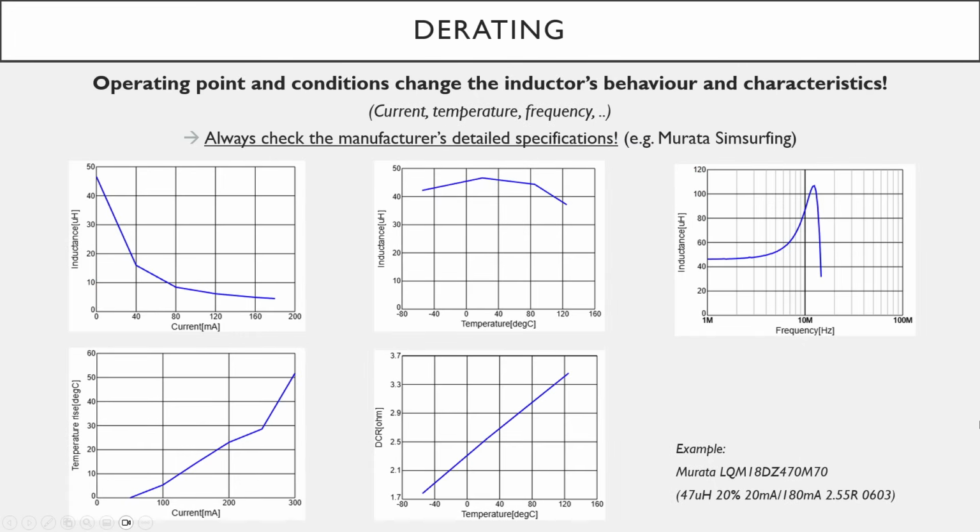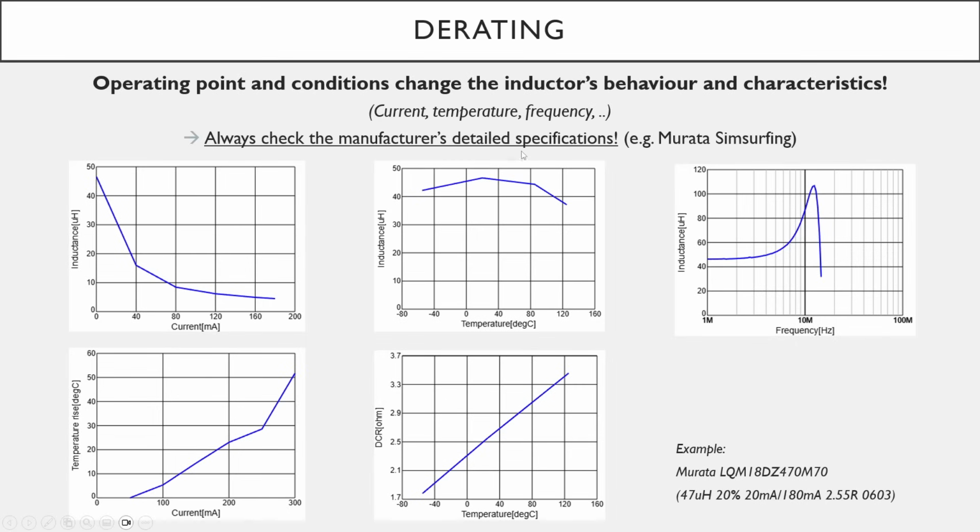One aspect we briefly touched on, and I'd like to go into a tiny bit more detail now, is that of derating. When we're talking about derating, we are talking about operating points, and those operating points and conditions changing the inductor's behavior and characteristics. An operating point might be how much current is passing through the inductor, it might be what the temperature of the inductor is, or what frequency of signal we're passing through the inductor. This is often not given directly in datasheets, but rather you'll have to do a bit more searching, or maybe have to measure the inductor yourself to get this information.